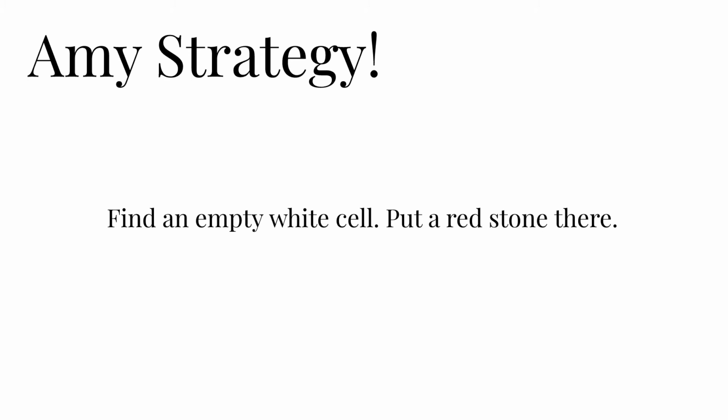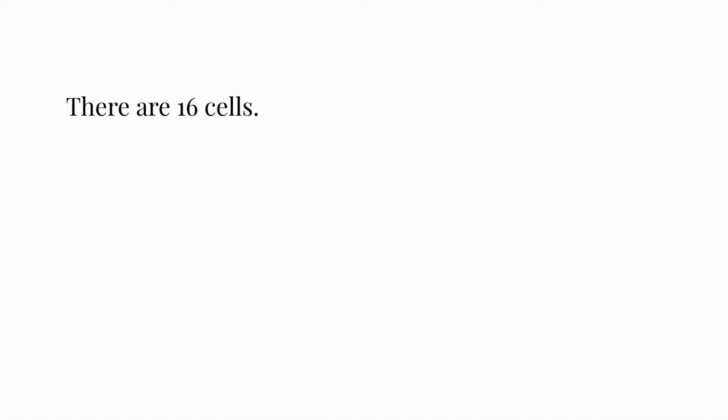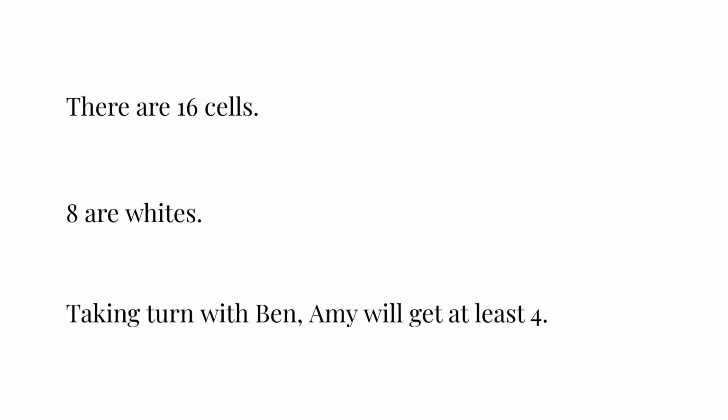If she only puts stones on white cells, she doesn't have to worry about the square root 5 rule, because 2 white cells would never be square root 5 apart. And if that's her strategy, the only thing that blocks her from putting stones is Ben. So there are 4 times 4, which is 16 cells in total. 8 of them are white and the other 8 are black. But Amy says she's just going to put her stones on white cells, so there are 8 in total. But she's taking turns with Ben putting stones.